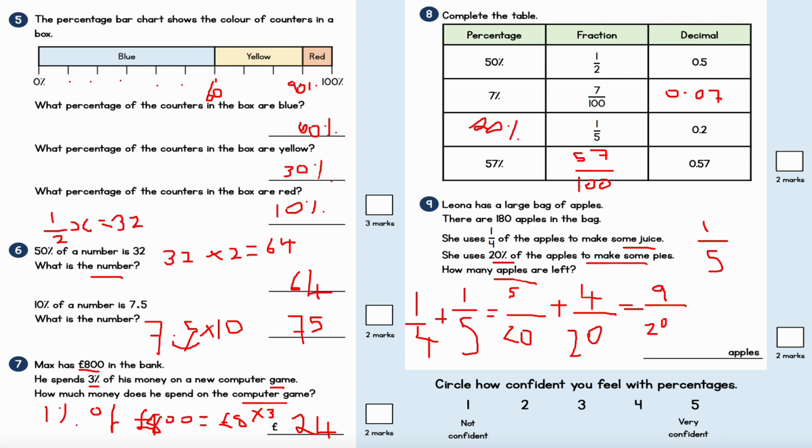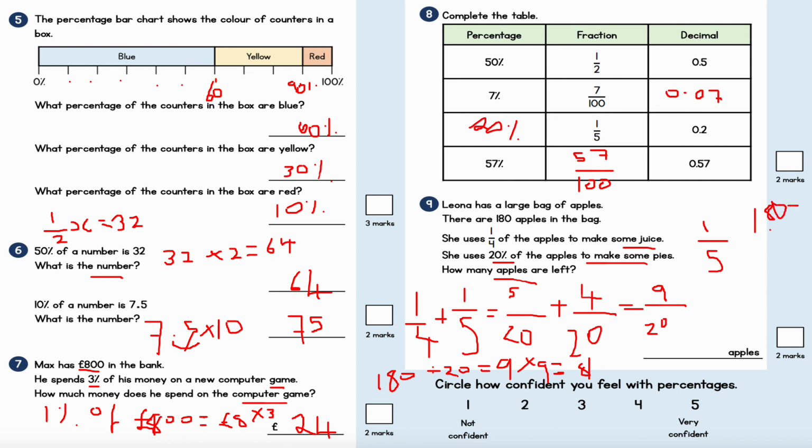So if I work out 9/20 of 180, well, that's a fraction of an amount. So I divide by the bottom, times by the top. 180 divided by 20 is equal to 9. 9 gives me 1/20, but I want 9/20, so I times it by 9, which is 81. Now that's how many apples she has used. Okay. So taking off 81 from 180, that will tell me how many apples are left.